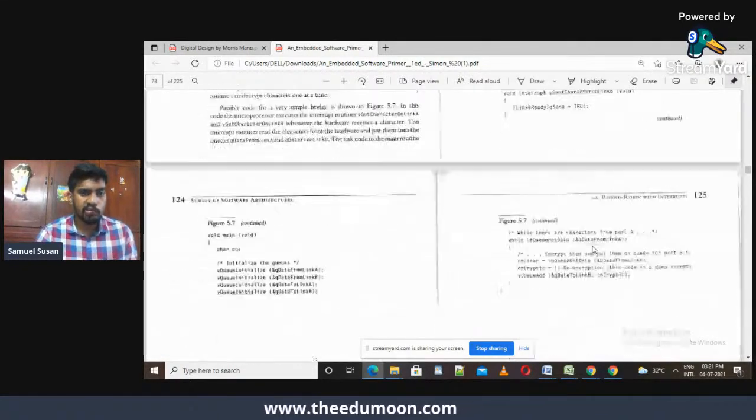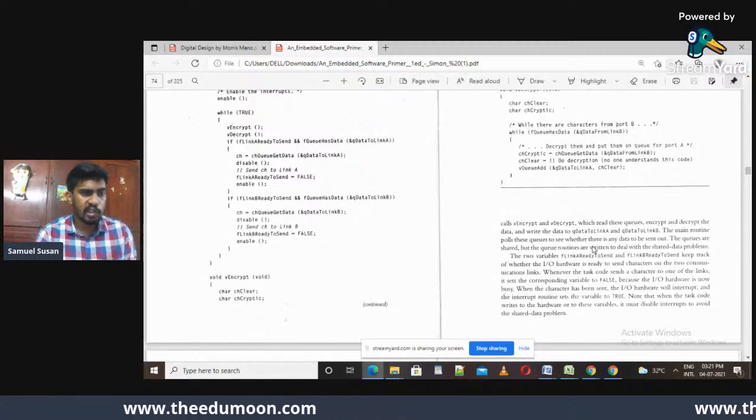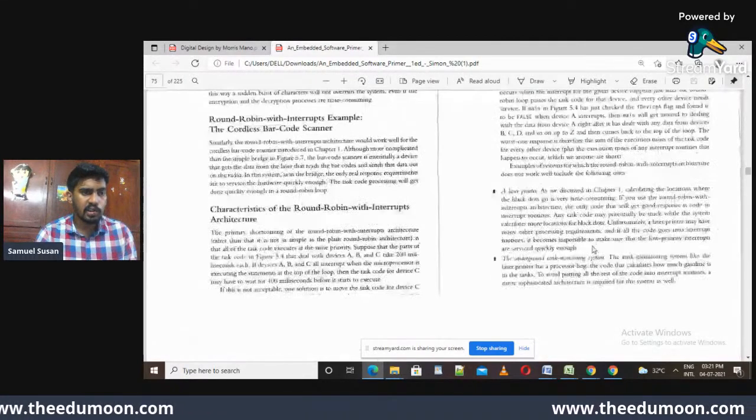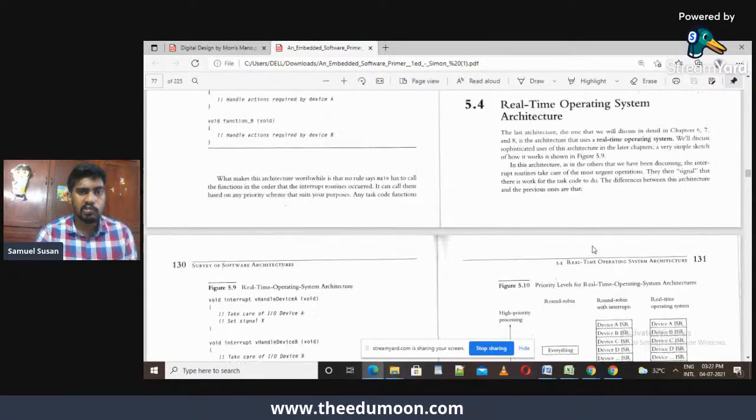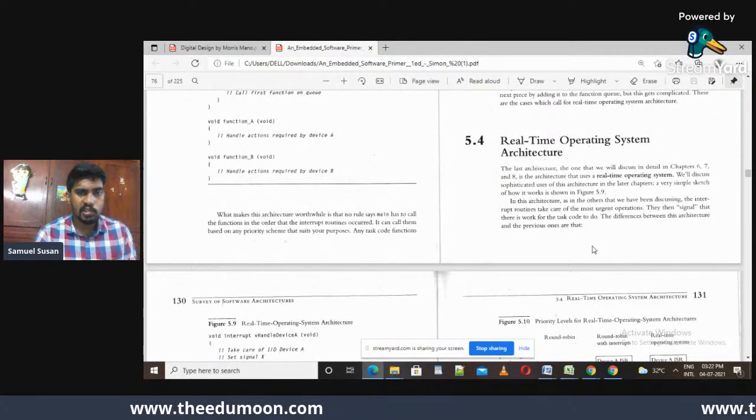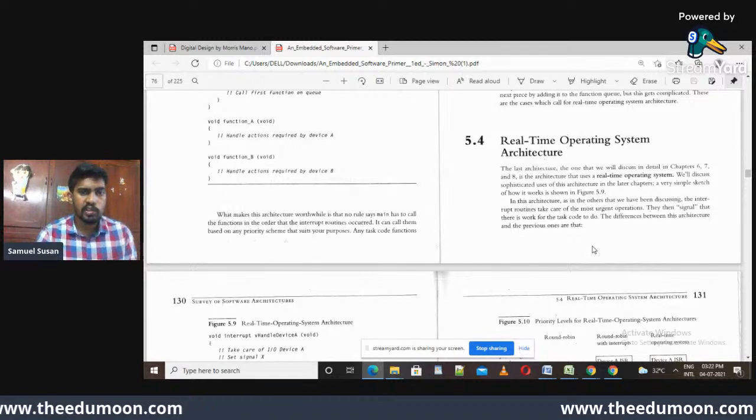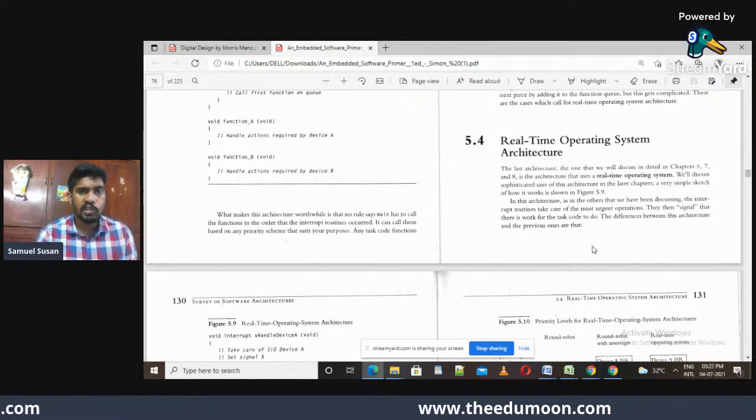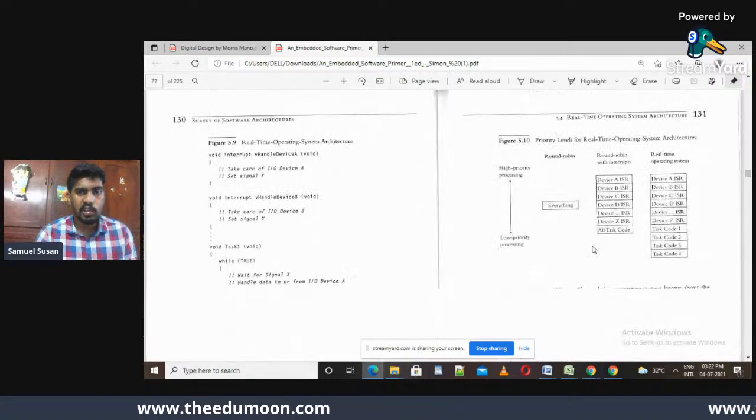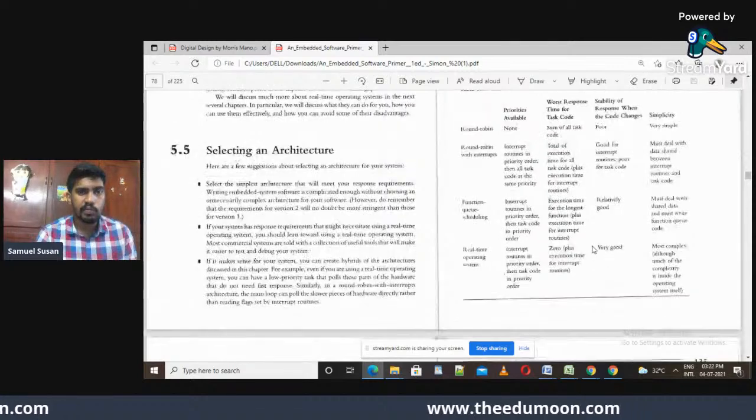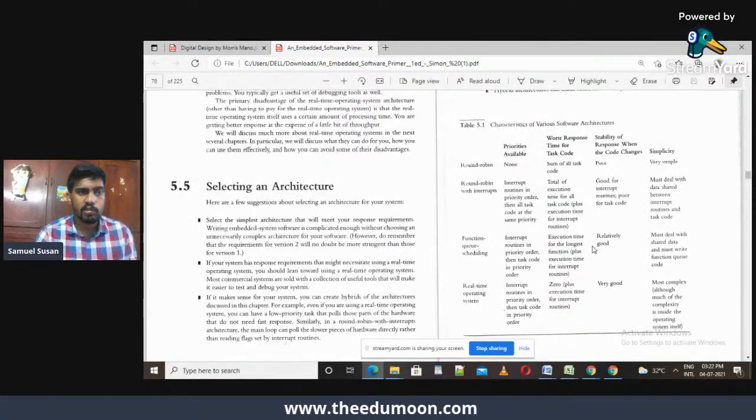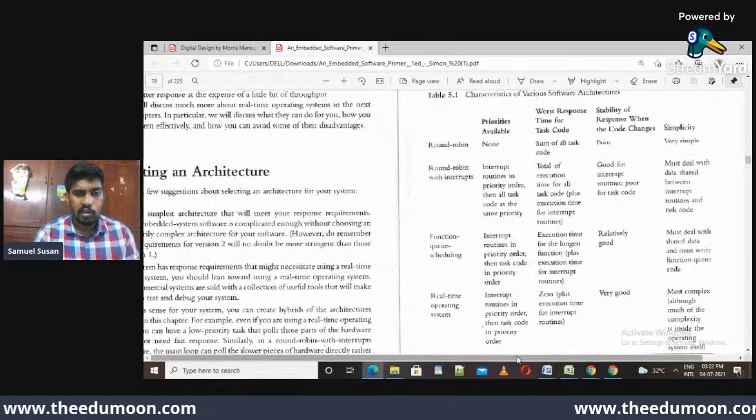My suggestion for those preparing for the exam is, once you read all these architectures, the next one is function queue scheduling, where we maintain a queue. The next one is RTOS, which is not discussed in this chapter, but in later chapters, like the 8th chapter, we completely read about the real-time operating system, which is very useful. My suggestion is that there will be a summary provided after the chapter, which is shown here. I think you can see that I'm sharing my screen here, right?